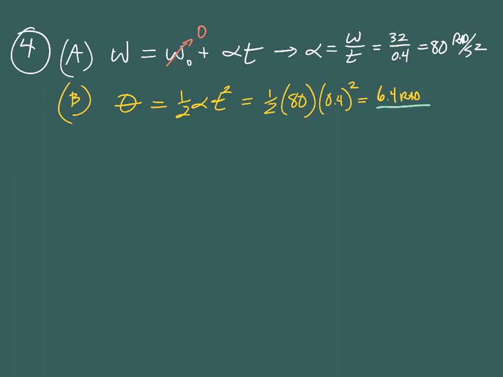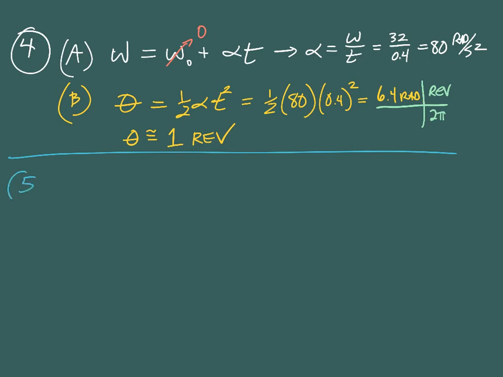And then, of course, if you convert that to revs by this 2 pi business, then you get your theta. Basically, it's 1 rev, because you basically have 6.4 over 6.28. It's a little bit more than 1 rev, but it'll round to essentially 1 revolution. So that's number 4. Pretty basic one.